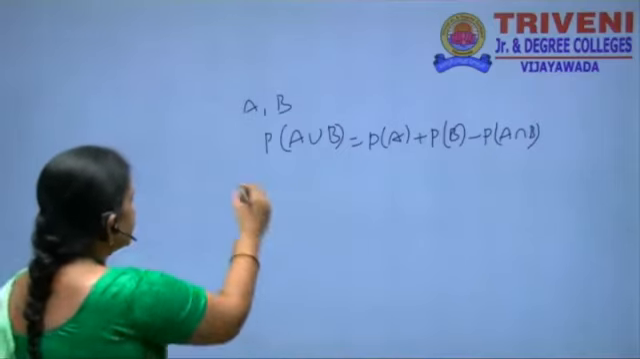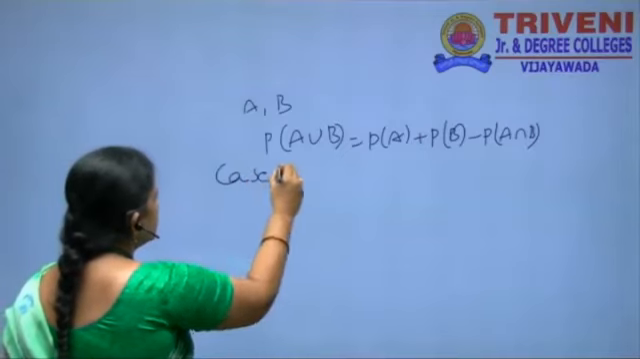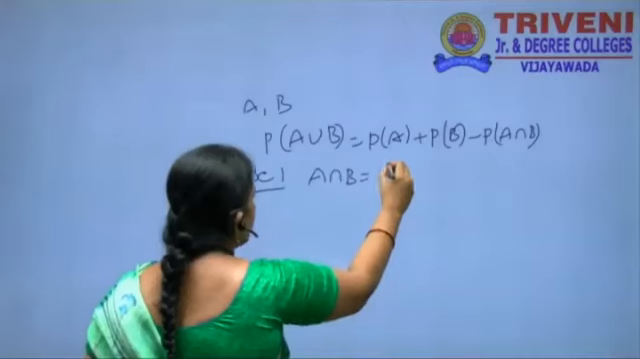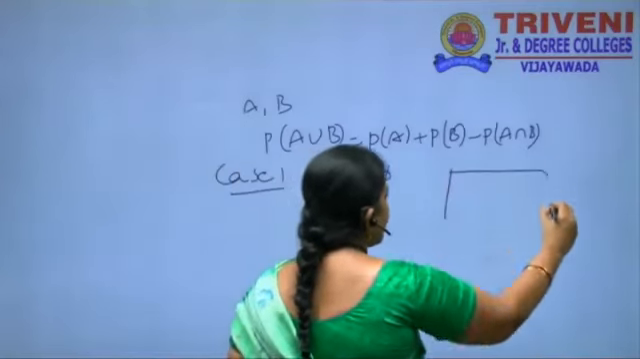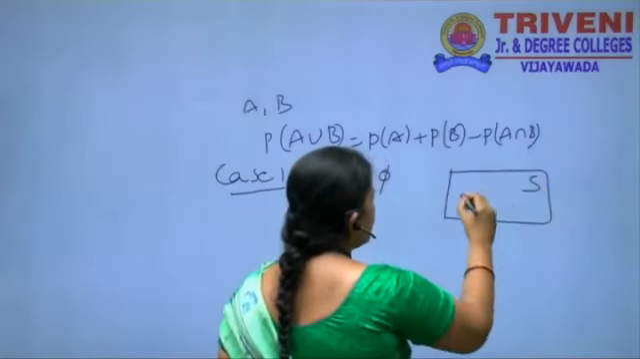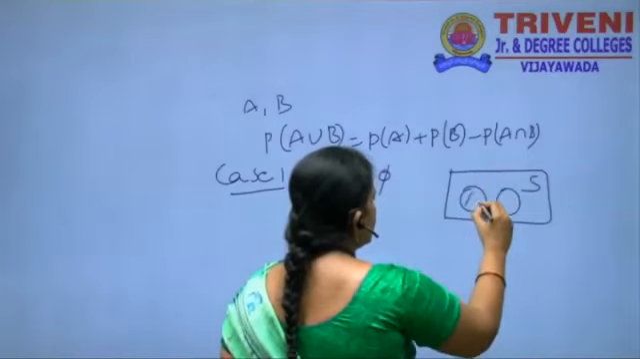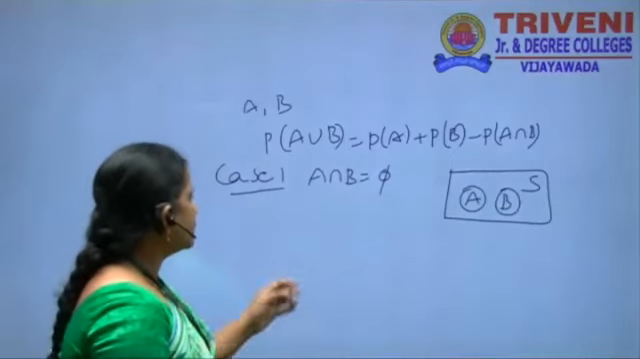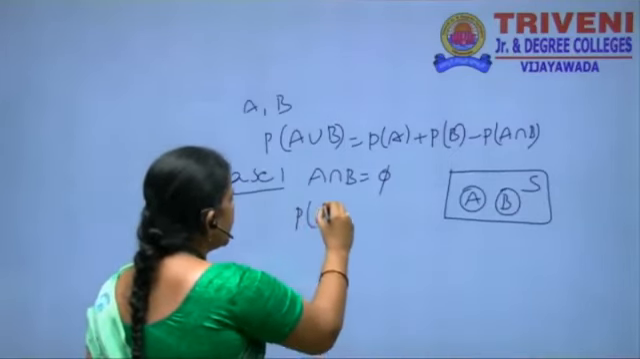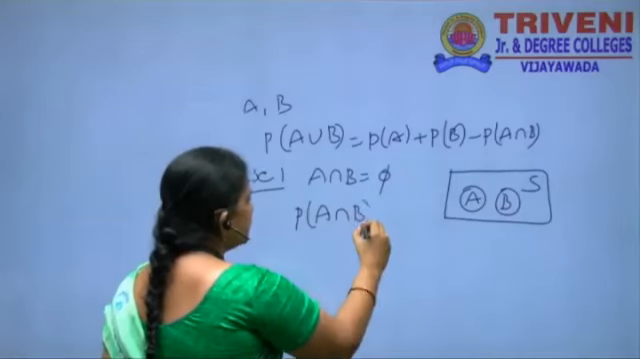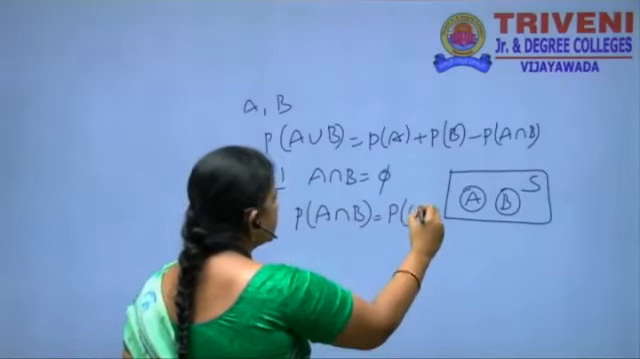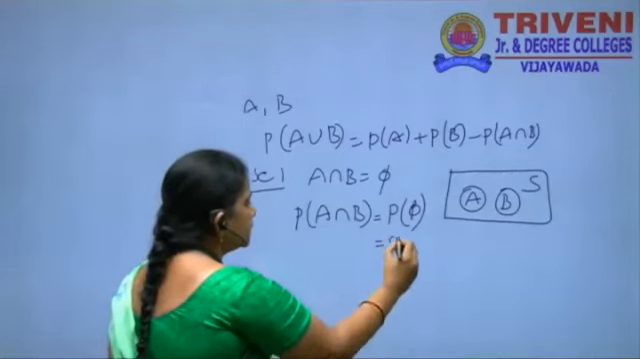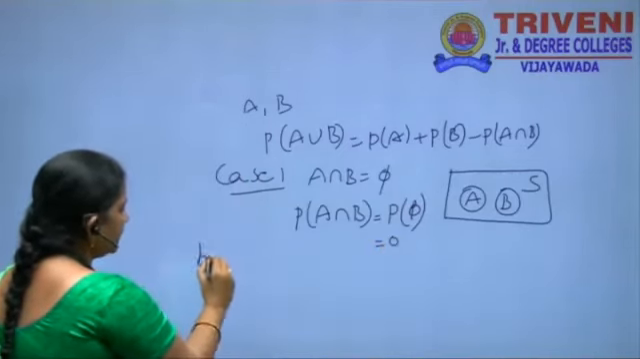The first case is case 1: A intersection B is equal to phi. Then we take the sample space, and A and B are two events. Applying probability on this, P of A intersection B is equal to P of phi. Probability of phi is 0, by the definition of probability.